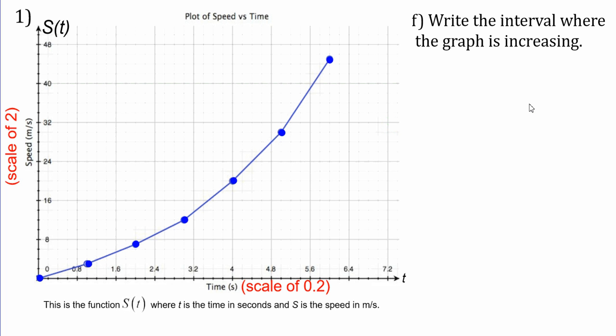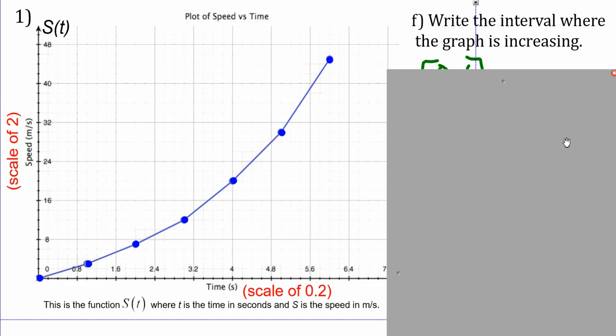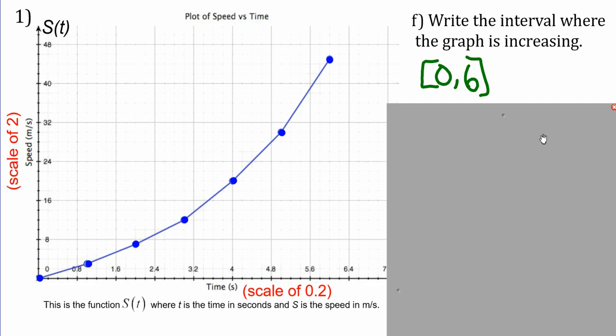Write the interval where the graph is increasing. Well, we said in the beginning that as we looked at the outputs, what were they doing for your function? They were all increasing. The entire graph was part of the increasing interval. That happens from 0 to 6. So the interval that we're using is bracket 0, 6.